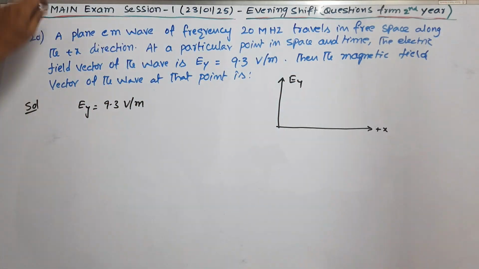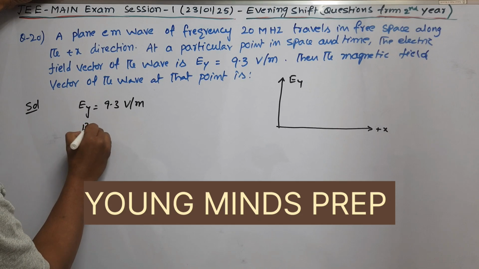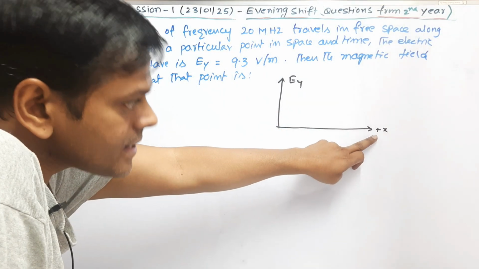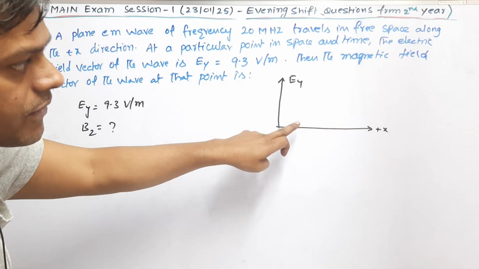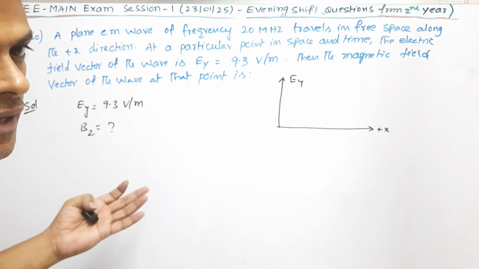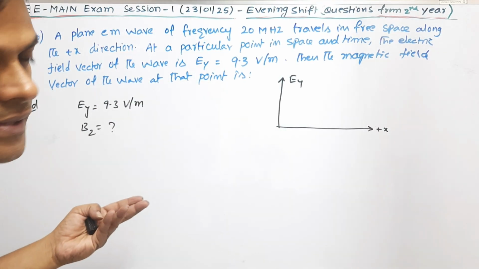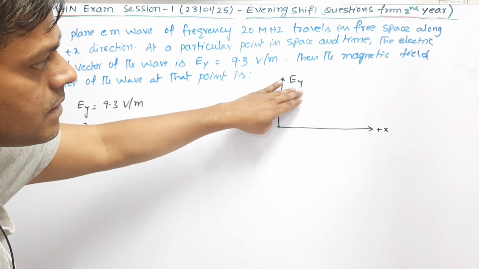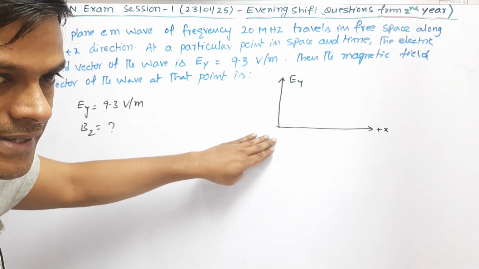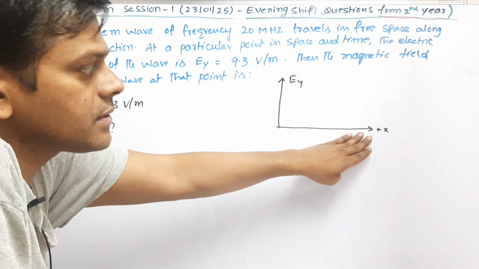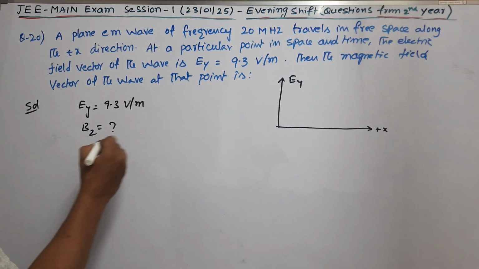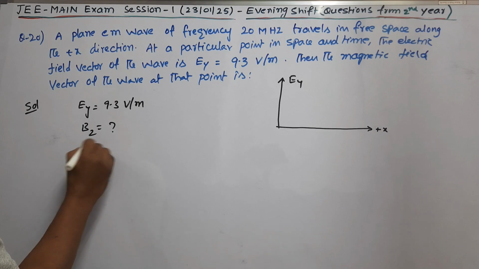Then the magnetic field vector at that point, Bz, is equal to what? An electromagnetic wave is nothing but the resultant of electric and magnetic vectors. When the electric vector vibrates along the y axis, the magnetic vector vibrates along the z axis. So the resultant is properly along the positive x axis. This is according to the given question. So Bz is equal to what?